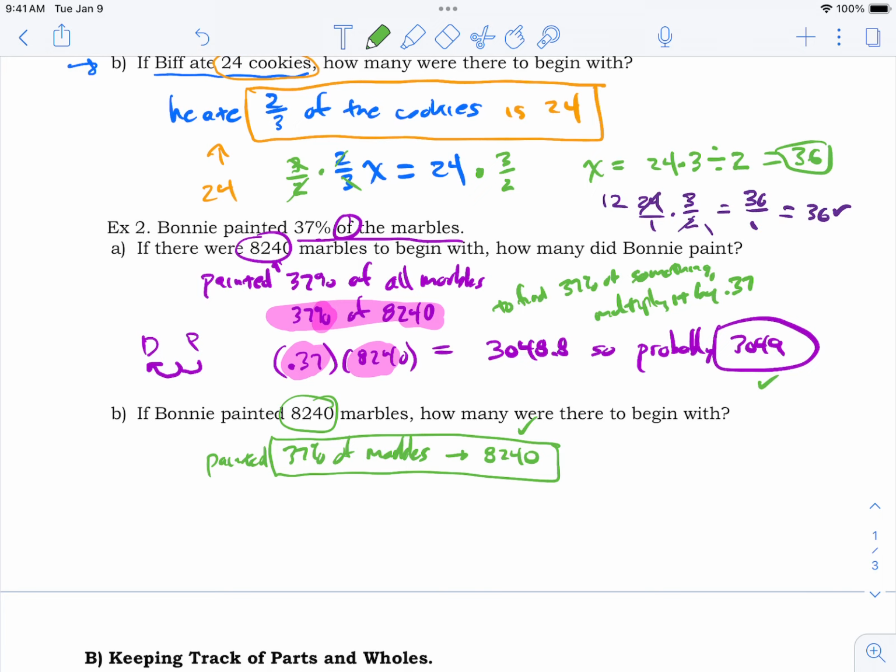So 37% of X really got painted and equals 8240. So you take that 37%, turn it into 0.37 again. That's the number that we started with. So 37% of those marbles got painted and came out to a number of 8240. To solve this one, you would basically take the 8240 and divide it by 0.37.